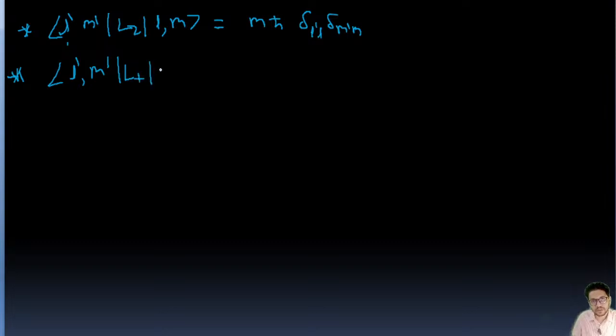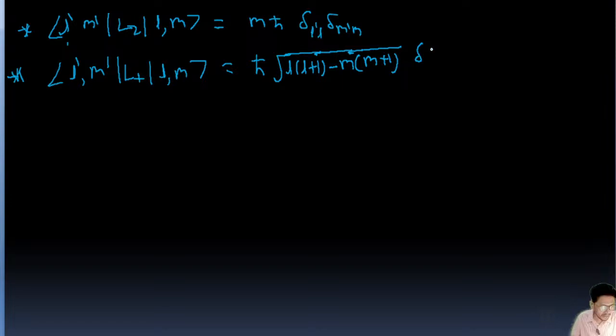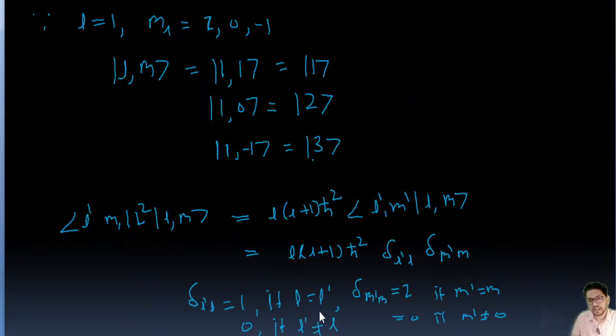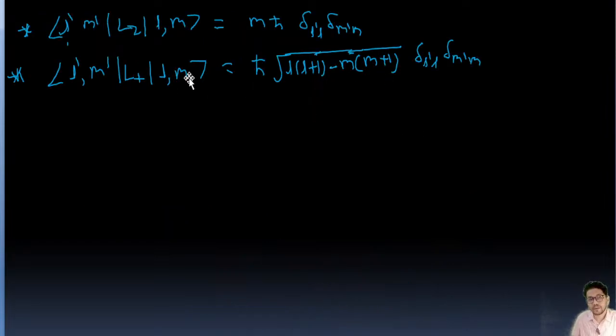that is the raising operator, L M. We know that the value is h cut square root of L into L plus 1 minus M into M plus 1, times Kronecker delta L dash L and Kronecker delta M dash M. I have already written here: if L dash equals L, then this value is 1; if M dash equals M, then this value is 1, else 0. We know about the Kronecker delta.